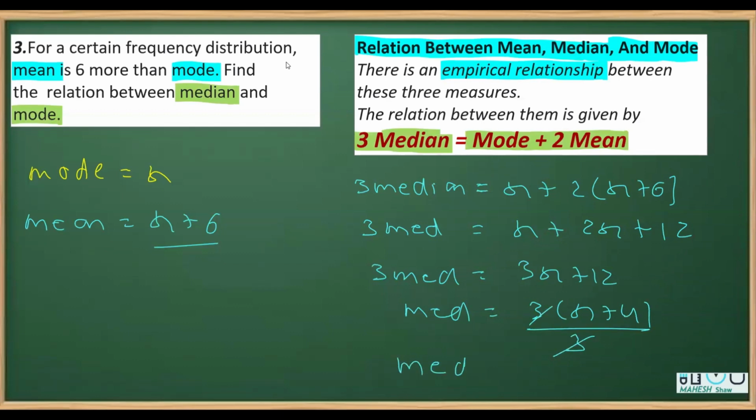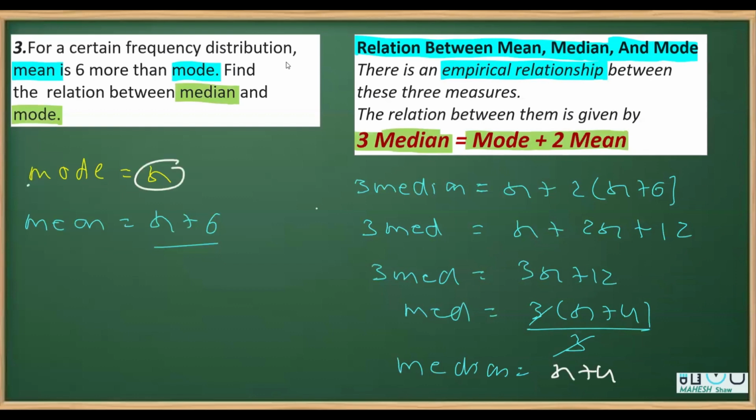See, we got median, right? We got median as x plus 4 here. Now check here, the median which we got here is x plus 4, right? We got the median as x plus 4 and mode is x. So what we can say is that median is x plus 4. That means x plus 4 is what?